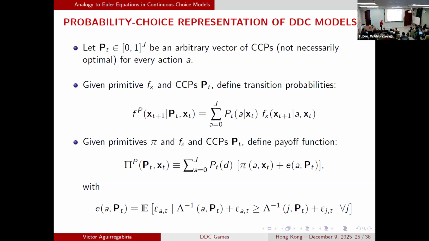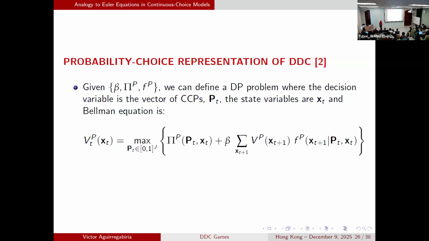Similarly, we can also obtain the expected payoff if the individual behaves using these choice probabilities. We don't know what action the individual takes, but suppose that we know that it's going to choose according to these choice probabilities. What is the expected profit of behaving according to these choice probabilities? Okay?